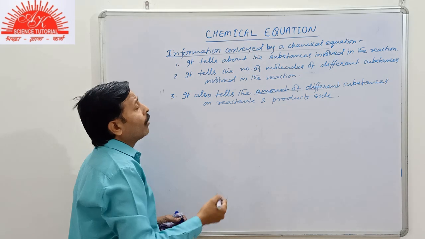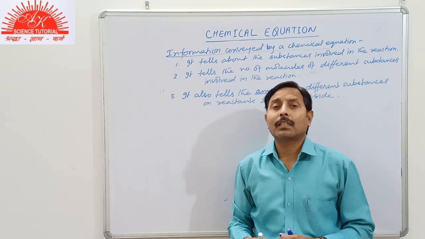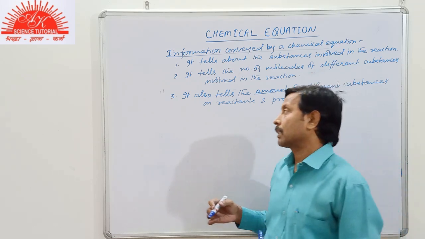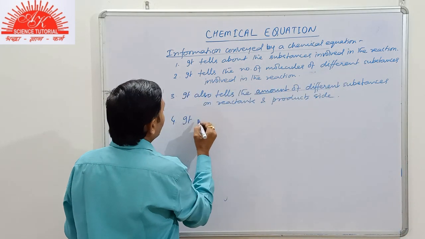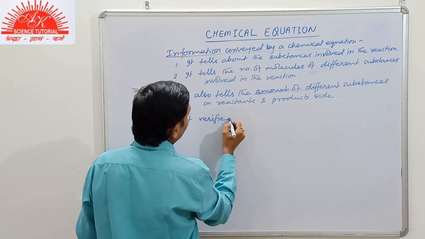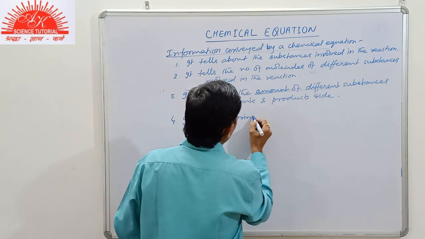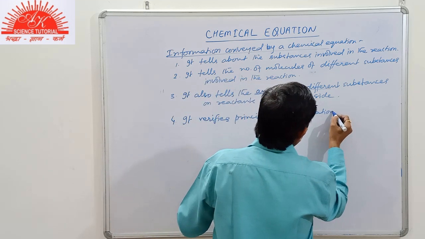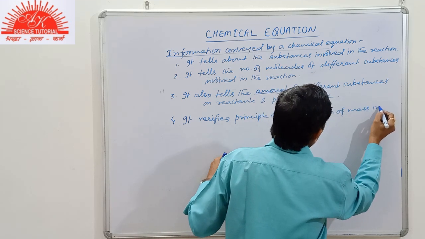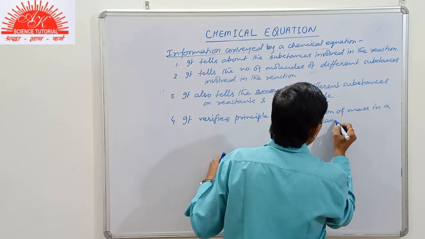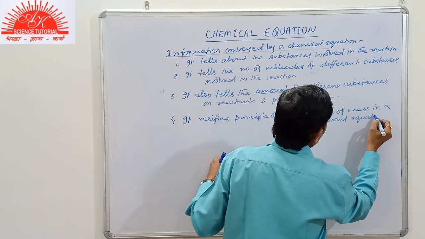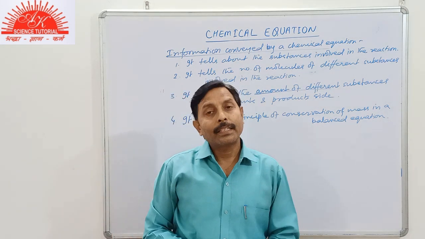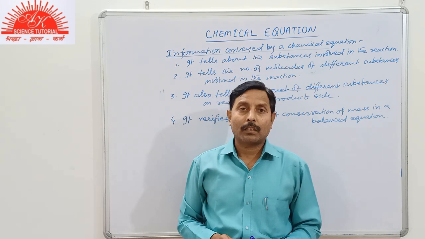As well, you can also write that it conveys the principle of conservation of mass. So it verifies the principle of conservation of mass in a balanced equation. So these are some of the basic pieces of information given by a chemical equation.